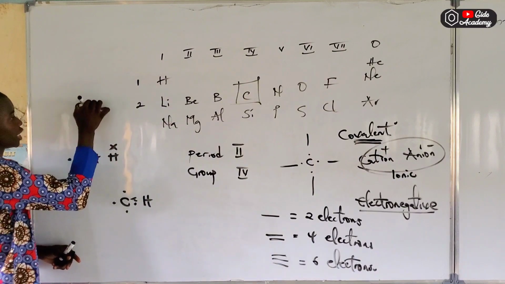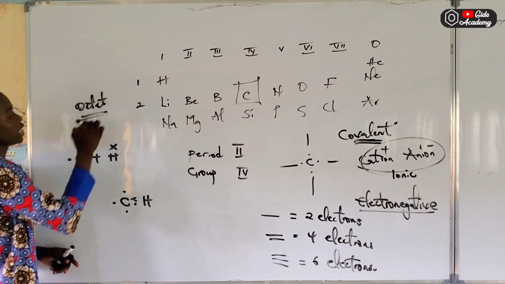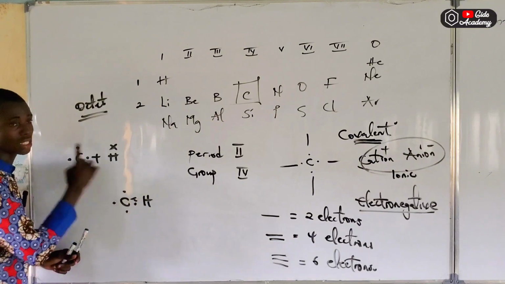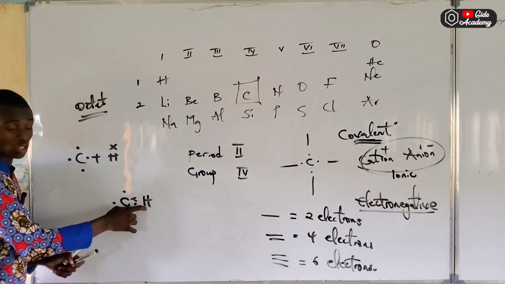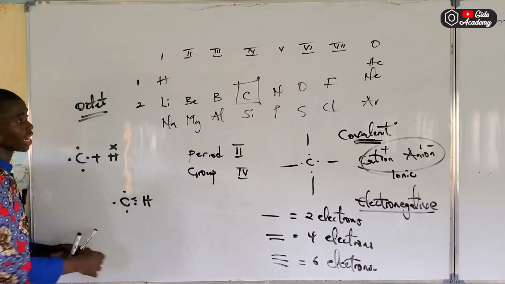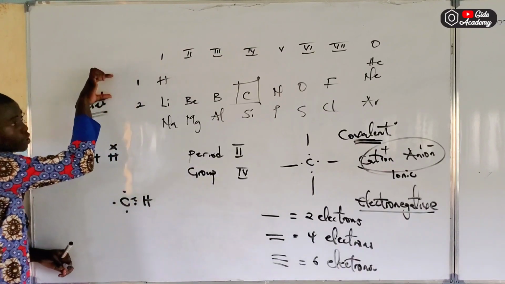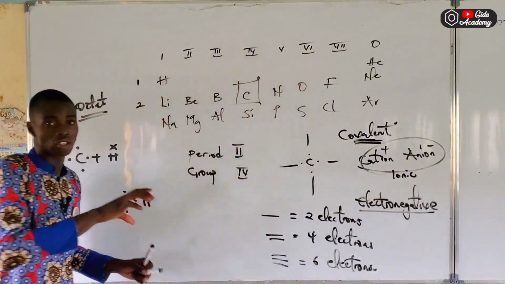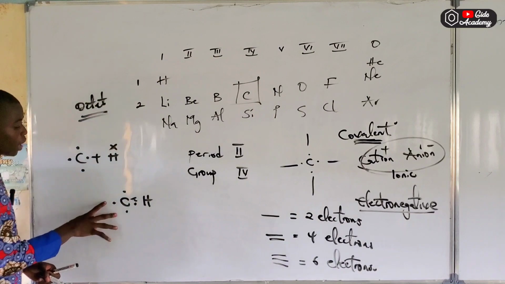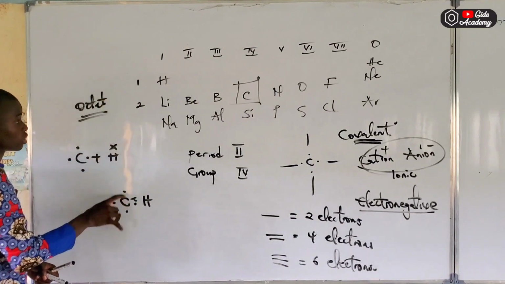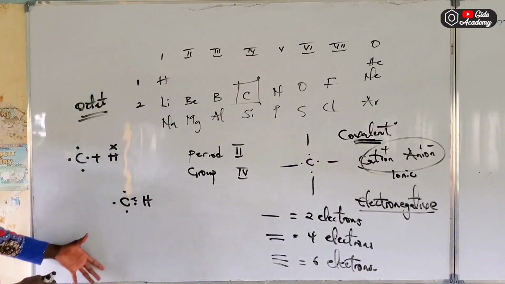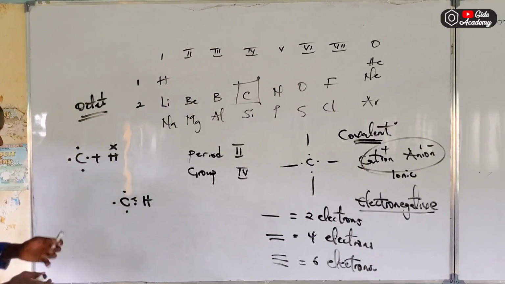Remember, there's something called the octet rule. For carbon to be stable, it must have a total of 8 electrons, while for hydrogen it is a duplet. That is for all the period 1 elements. The law they undergo is the duplet rule, while for the other groups, period 3 and period 4, what they undergo is the octet. Now look up again.